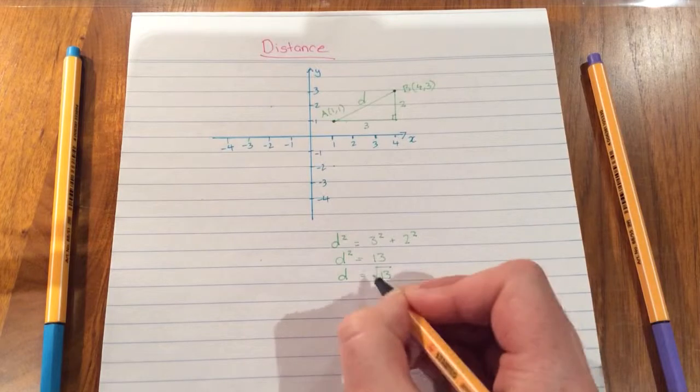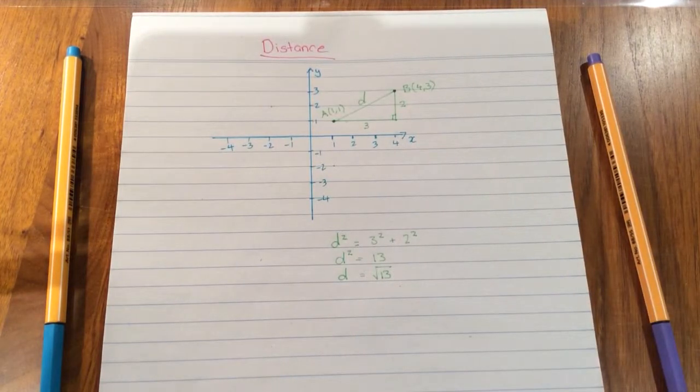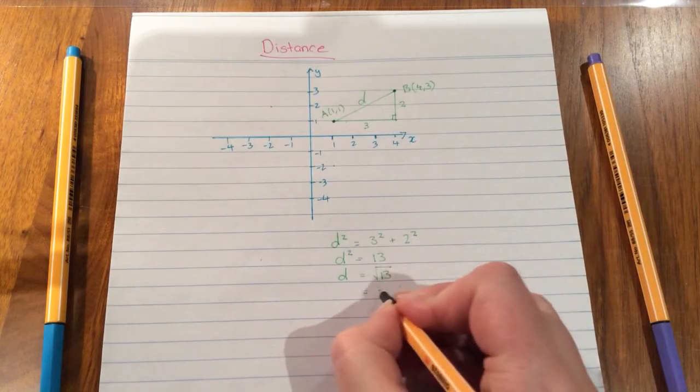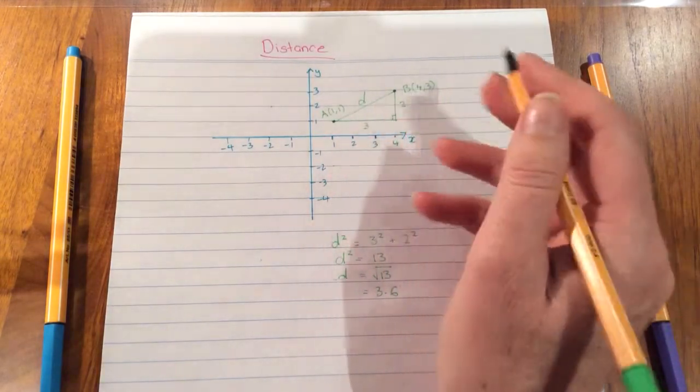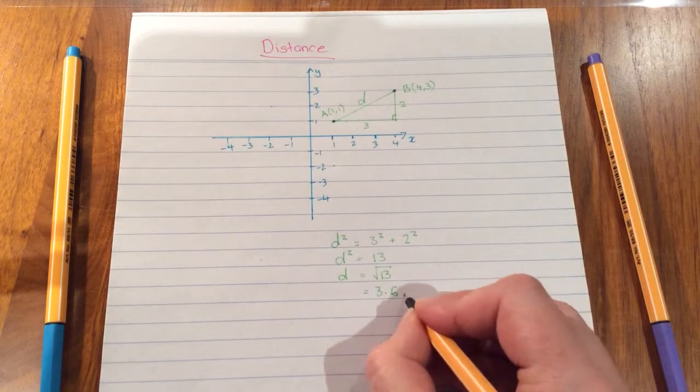Now, leaving it written as square root 13 is known as the exact answer, or a surd. But if I wanted to know what it was as a decimal, I would need to grab myself a calculator and type in the square root of 13, which gives me, to 1 decimal place, 3.6. Now, there's no units on here. We normally write centimetres or metres, so we could write units if we wished.